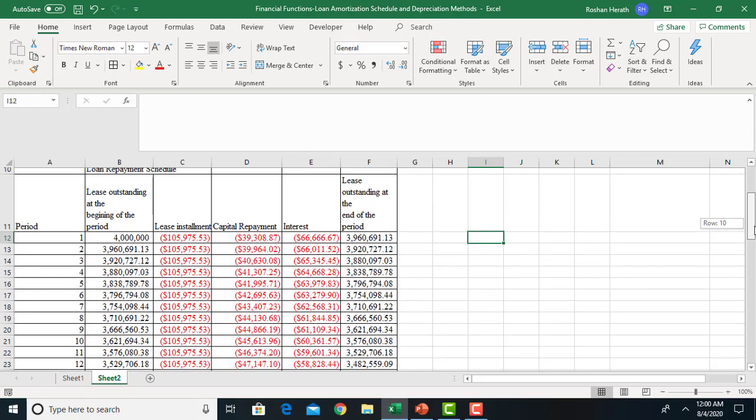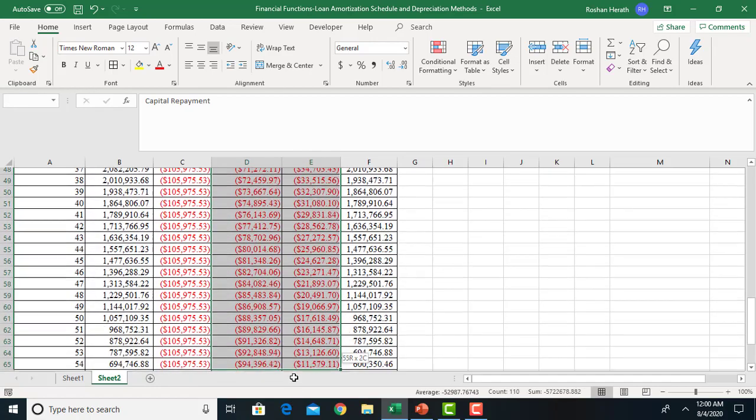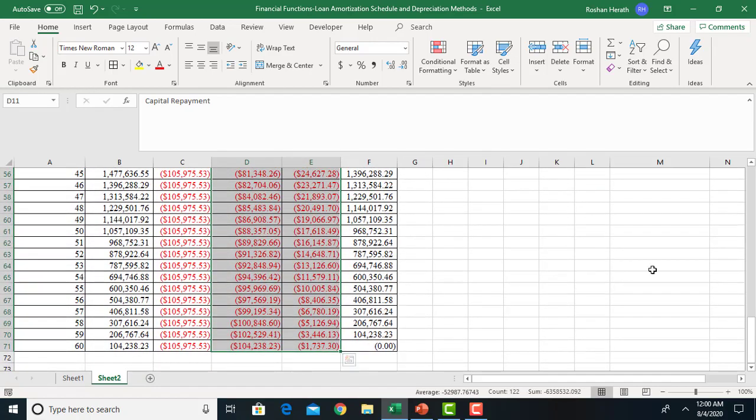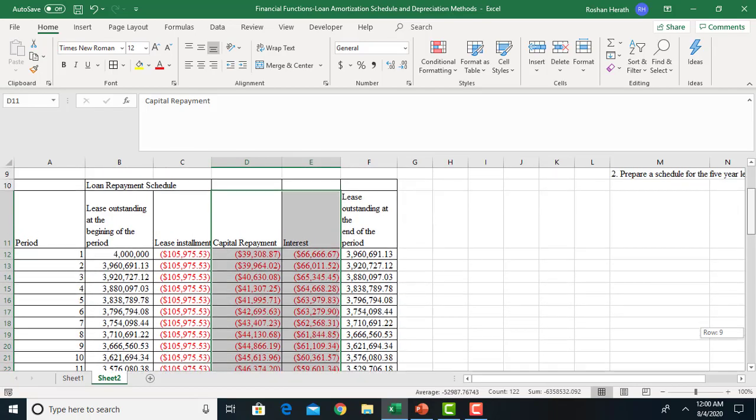Now, in order to look at how this capital repayment and interest would vary across the lease term, you can have a graphical representation of this. If you have a graphical representation, you can have a clear understanding of how the capital repayment and the interest work throughout the loan period. So you can have a clear understanding.